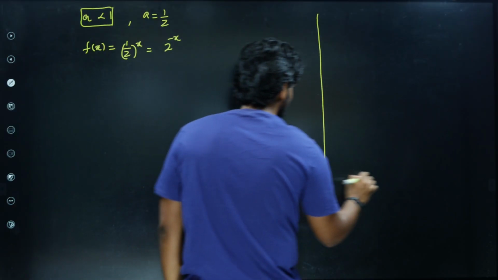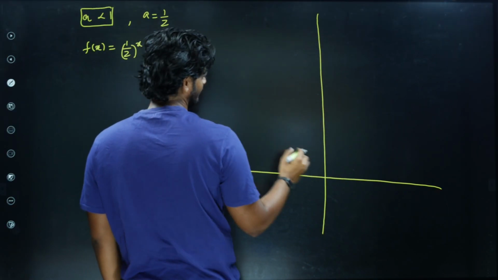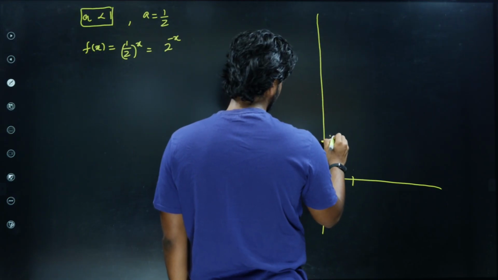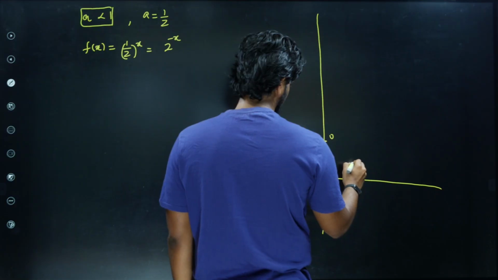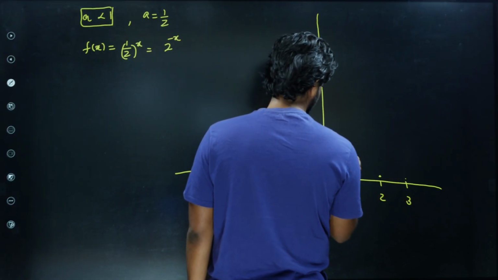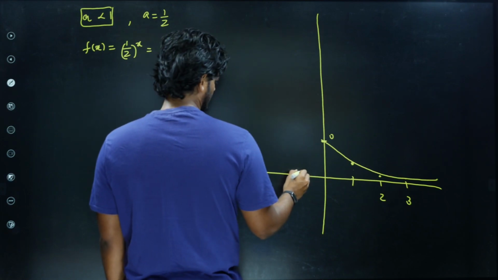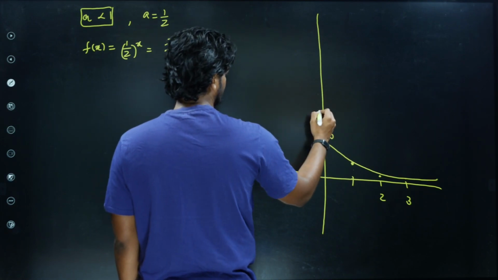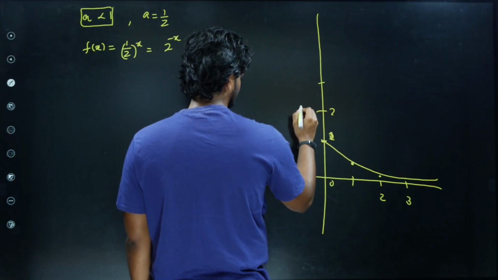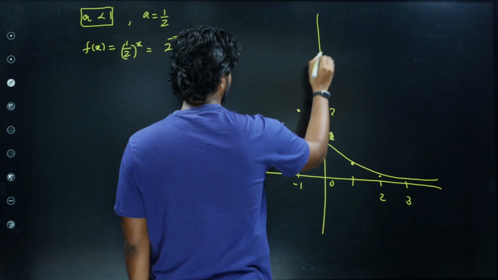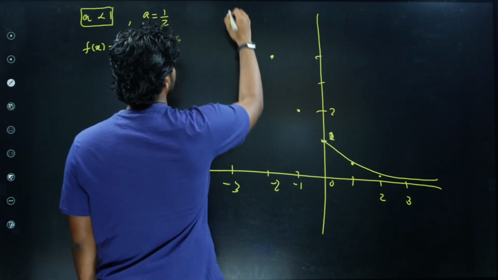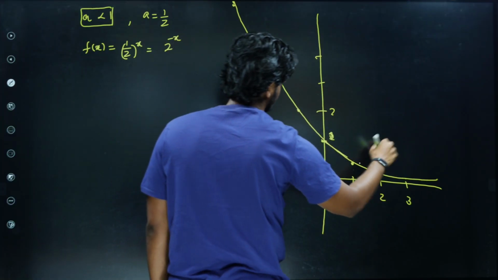Of course, many of you would have guessed it already. It is just a flip. At 0 it will be 1 anyway. At 1 it will be 1 by 2. At 2 it will be 1 by 4. At 3 it will be 1 by 8. So it's going to 0 this side. But at minus 1 it's going to be 2. At minus 2 it will be 4. At minus 3 it will be 8. So it will be like this.